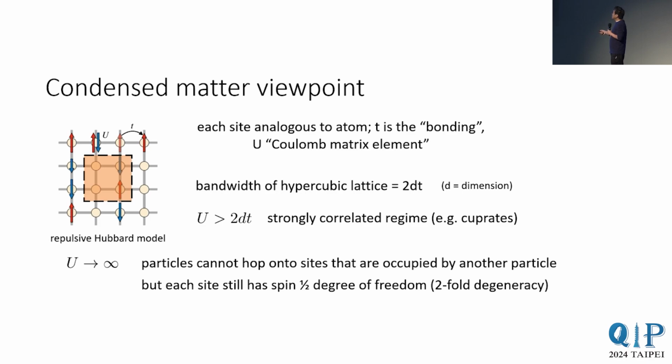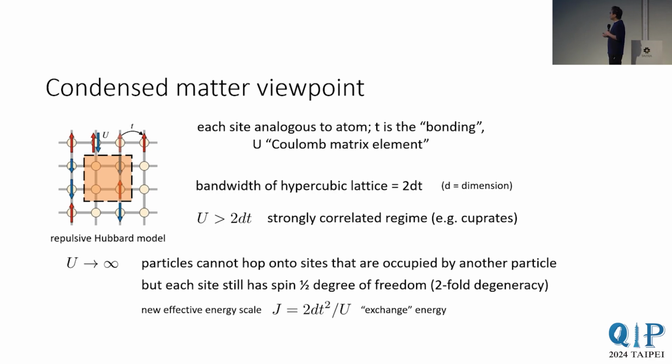And you can imagine a system where the number of particles is set to be equal to the number of sites. Then, because U has gone to infinity, every site can only be occupied by a single particle. So there's some sort of reduction of the Hilbert space. But there's still a degeneracy because the particles are spin half particles and they have a 2-fold degeneracy of spin on each site. In this limit, there's a new emergent energy scale, which is the exchange energy, and the Hubbard model reduces to essentially the Heisenberg model.